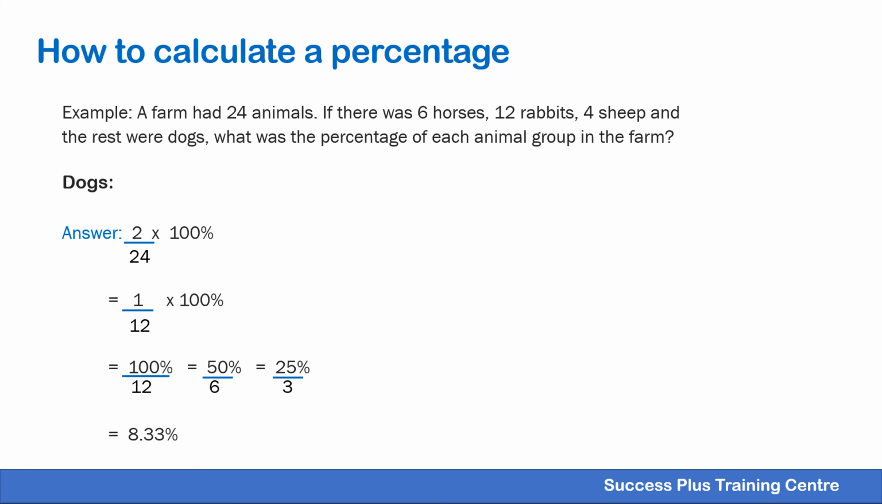Now we know that the fraction of the dogs in the farm equals 2 divided by 24, and the percentage equals 2 divided by 24 times 100%. Simplifying the numbers, 2 divided by 2 equals 1, 24 divided by 2 equals 12. So 1/12 times 100% should give you the percentage.